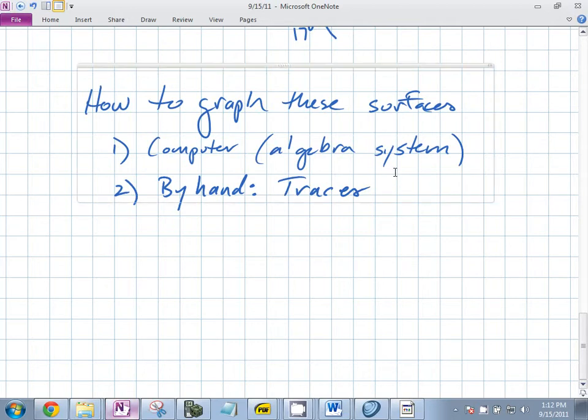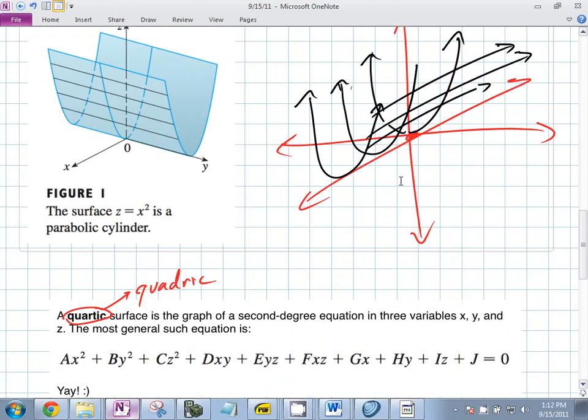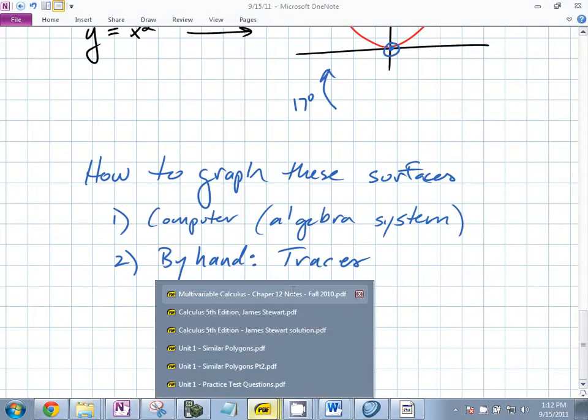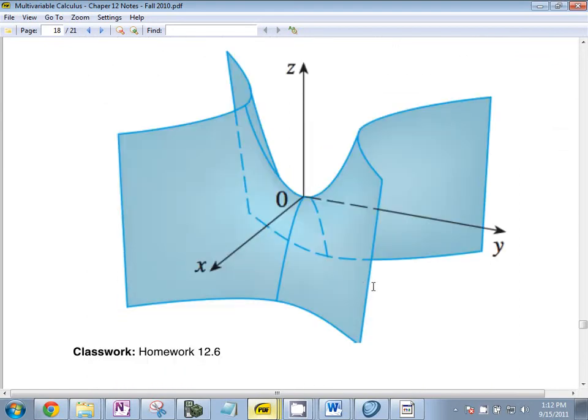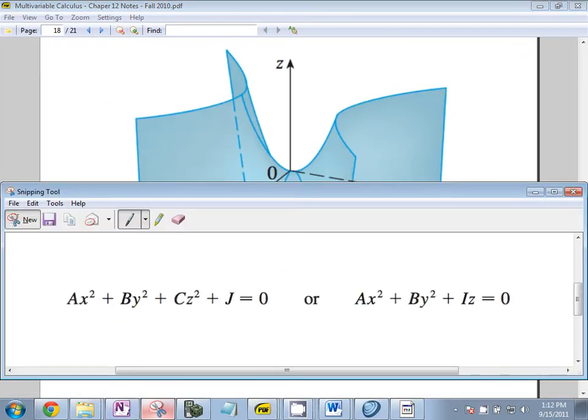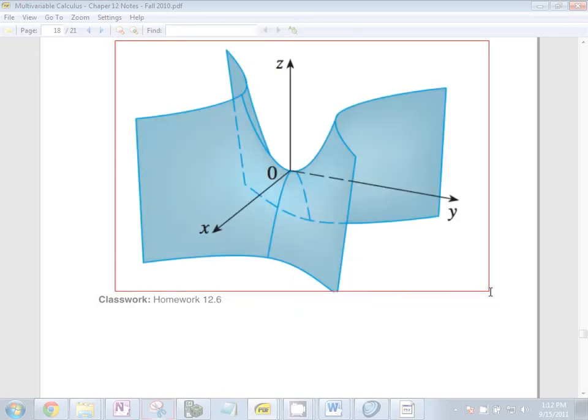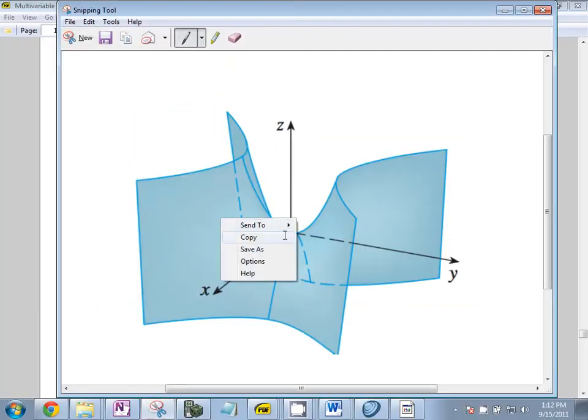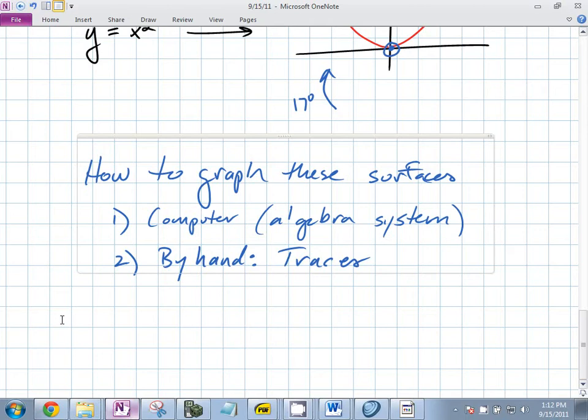So if you had, for example, this. Let's get that picture. Where's the hyperbolic paraboloid? I have it in there somewhere. I really like the hyperbolic paraboloid. There it is. It's a cool shape. I think it's a pretty neat one. What point are we going to focus in on? The saddle point. That's right. It's kind of cool.